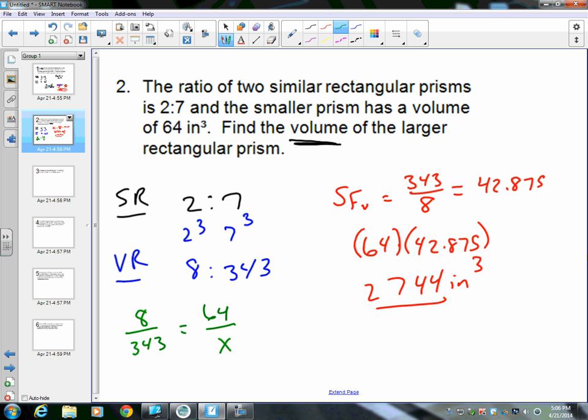Just to make sure that we do have the correct answer, I am going to solve it the second way. So cross multiply, left to right is 8x, and 64 times 343 gives us a huge number actually, 21,952. Solve for x, divide by 8 on both sides. X is equal to, we should get the exact same number. Just to make sure, go ahead and put it in the calculator, and you will see, yes, you do get 2,744. Either way you do it, it doesn't matter. You do get the same answer.